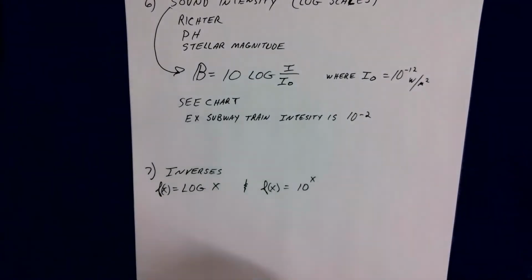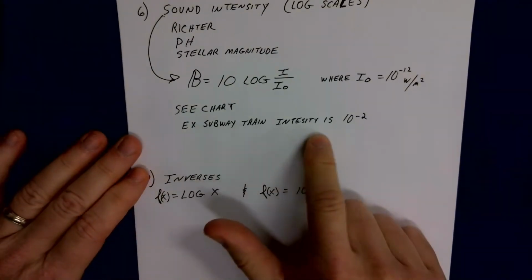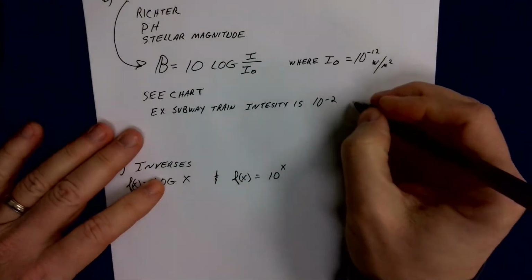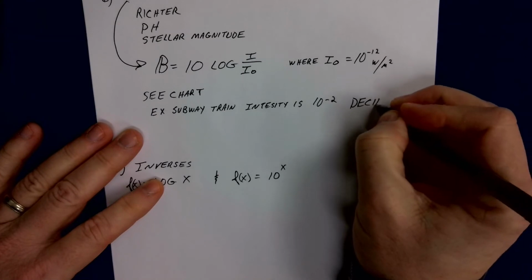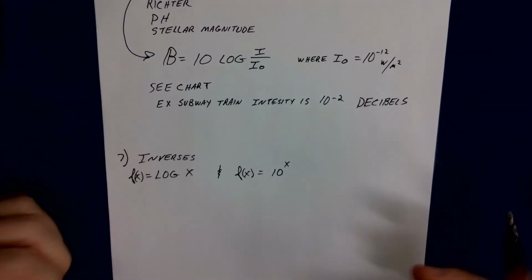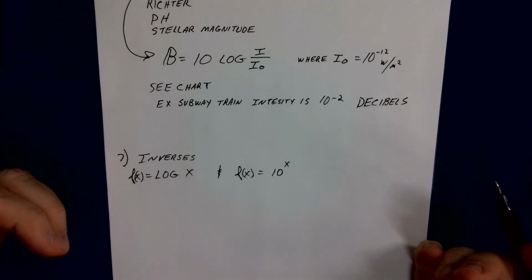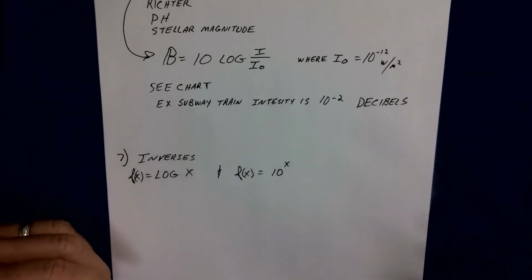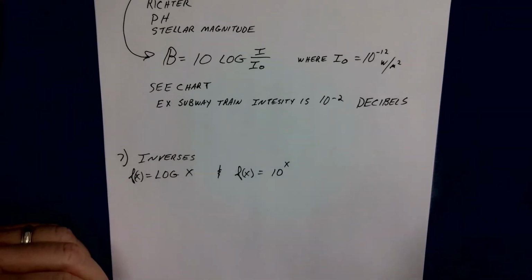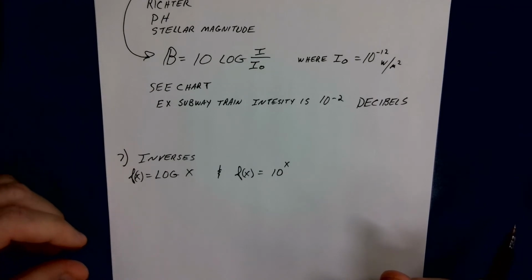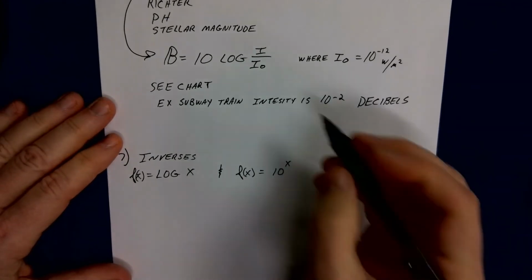So we're going to look specifically at a subway train. Its intensity is 10 to the negative 2nd. We want to know what it is in terms of decibels, because decibels is what we usually talk about in terms of how loud something is. 50 decibels compared to 70 decibels, 40 compared to 100. Where exactly is that? And how much louder is it in terms of sound intensity?